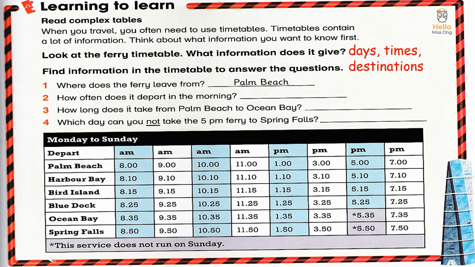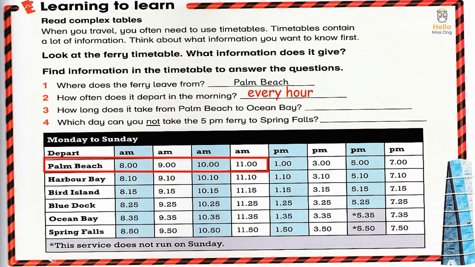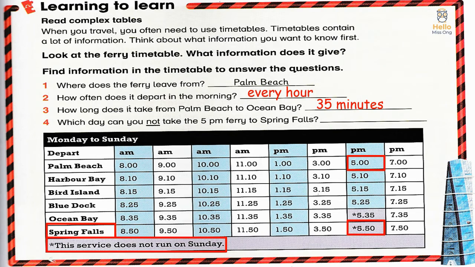Find information in the timetable to answer the questions. 1. Where does the ferry leave from? Palm Beach. 2. How often does it depart in the morning? Every hour. 3. How long does it take from Palm Beach to Ocean Bay? 35 minutes. 4. Which day can you not take the 5 p.m. ferry to Spring Falls? Sunday.